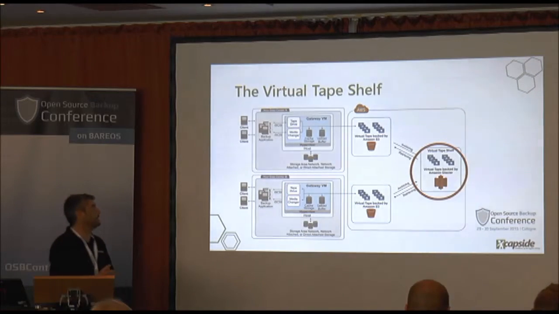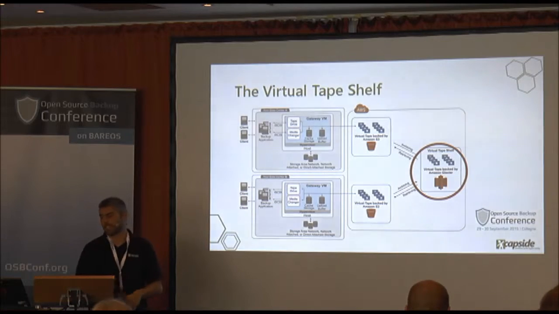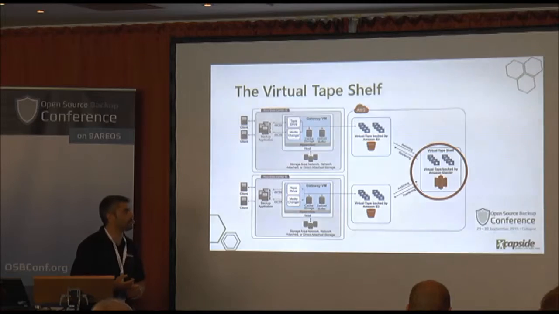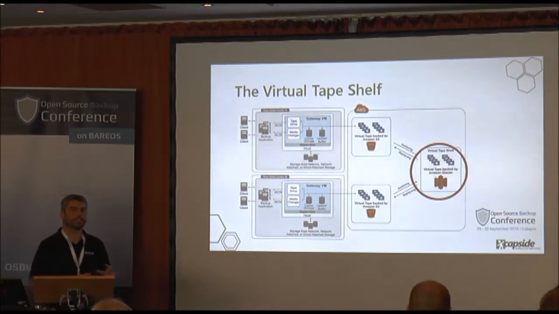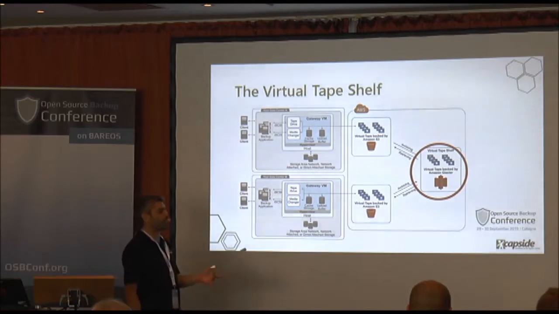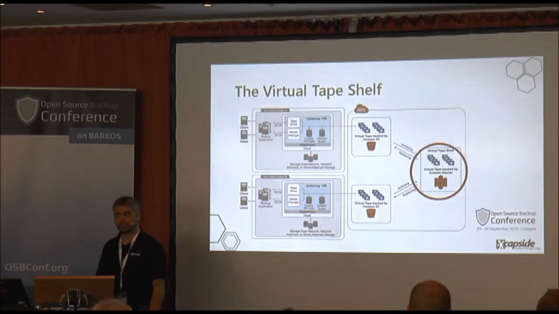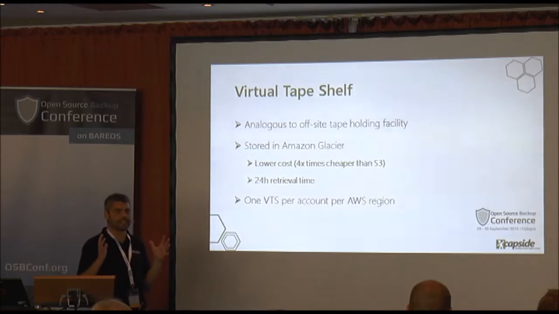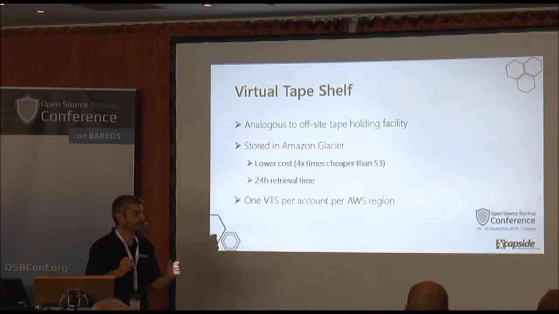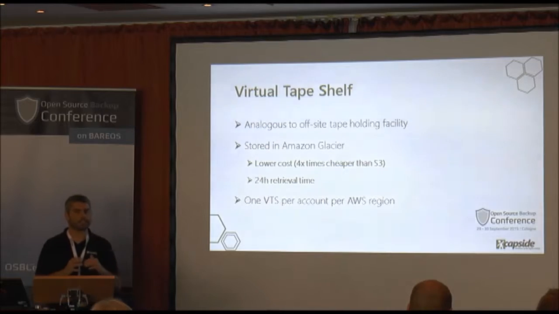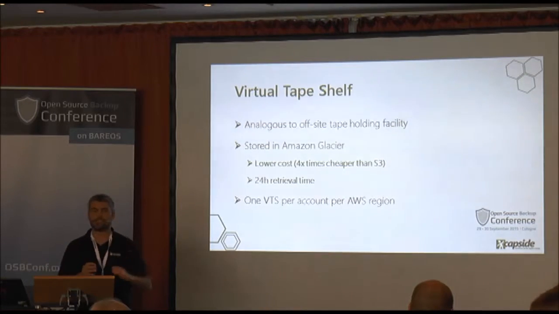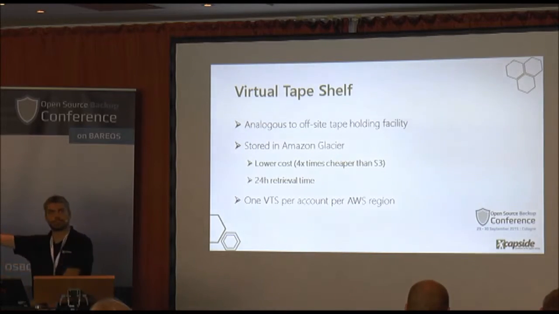And the last one is the virtual tape shelf. It's just like an offsite place. It's not in S3. It's stored in another storage service called Amazon Glacier. From the name you can infer that Glacier is like something that does not move. Okay, it's for data that is not accessible. You won't access it for a long time. You won't delete it for a long time. It's like a tape archival offsite vaulting place.